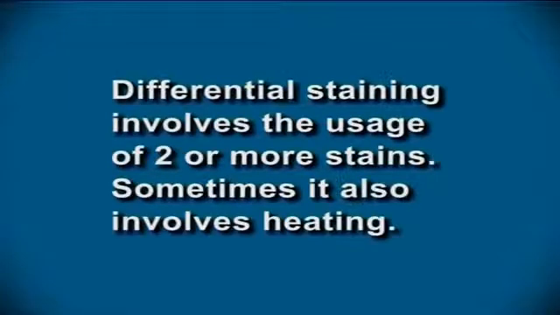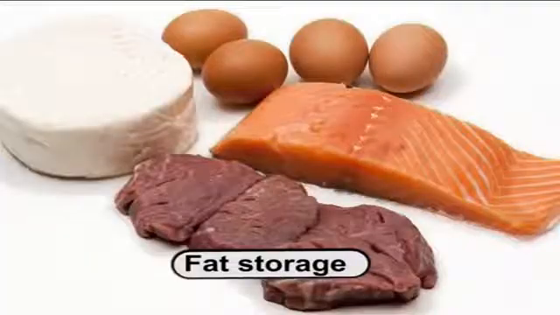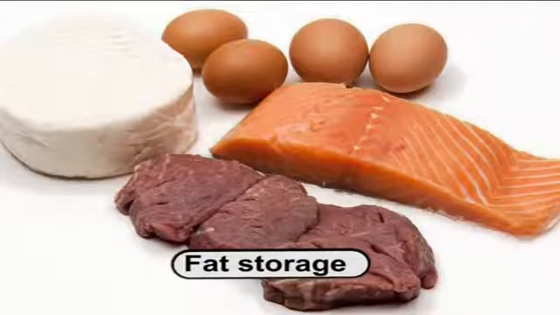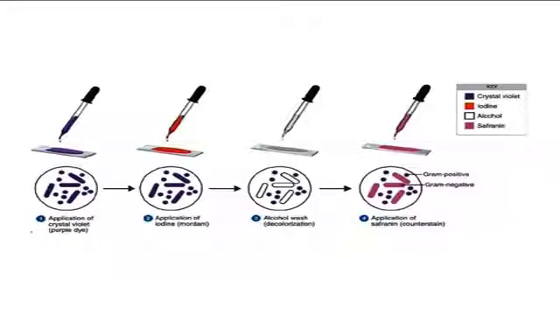To know about differential stain, differential staining involves the usage of two or more stains. Sometimes it also involves heating. Such staining techniques help in differentiating between different parts of a cell, for example, areas of fat storage. It can also differentiate the various groups of bacteria, for example, between gram-positive and gram-negative bacteria as shown in figure 4. The reaction of bacteria to the gram staining method is a consequence of differences in the chemical structure of the bacterial cell wall and is a key feature in their identification.